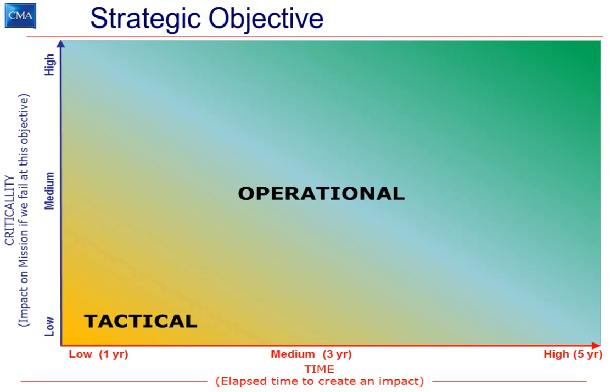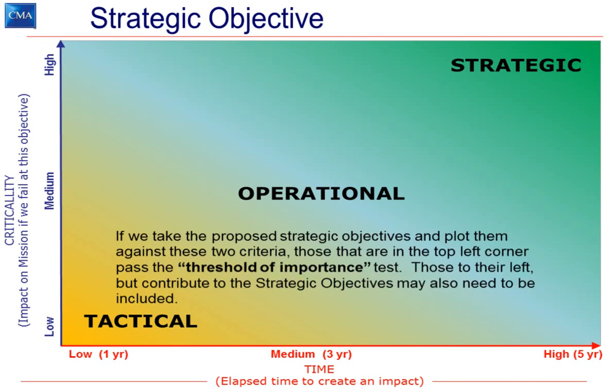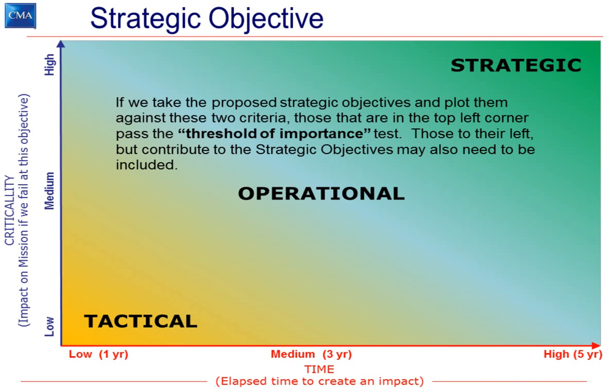Operational is sort of midterm and medium. And then in the top right corner is something that's potentially strategic. It has high criticality and takes a fair amount of time to accomplish. That may be a way to take a look at threshold of importance.